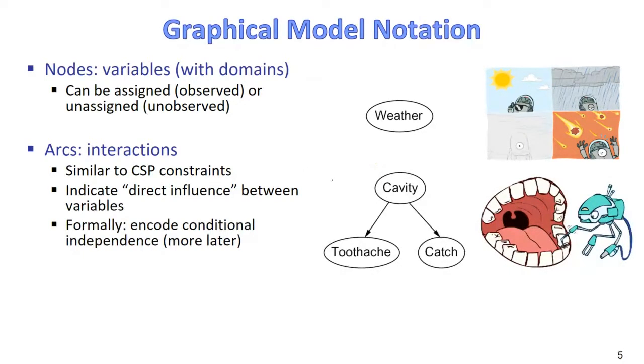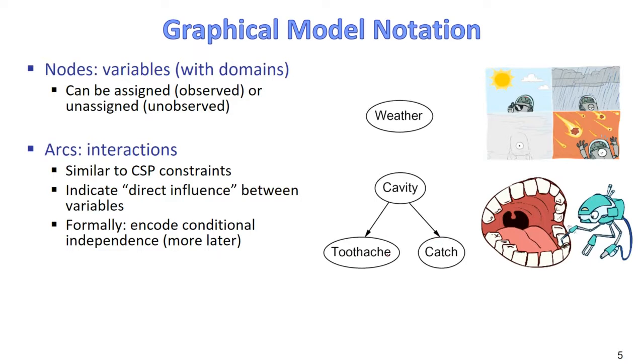Here's an example. Cavity causes toothache, and cavity also causes catch. So we have three variables here: cavity, toothache, and catch, and we have the connections that indicate the influence or the interaction between the variables. You might say, okay, toothache and catch are also related, right? Because if I have a toothache, I might have a cavity, and the cavity might lead to a catch. Yes, and that's encoded, but indirectly. So the relation here is indirect, so it's not explicitly mentioned in the model. It is mentioned through the other links, as we will see.